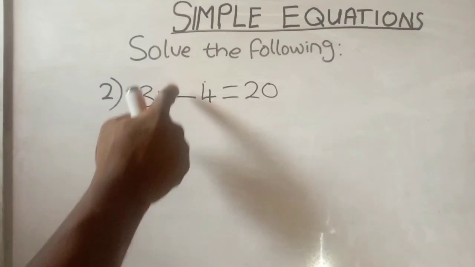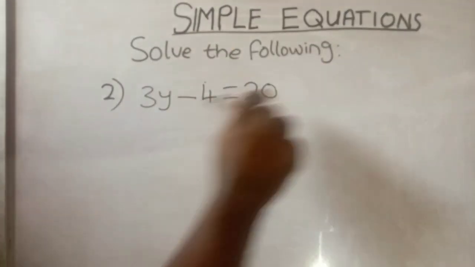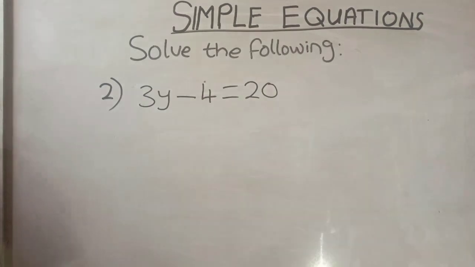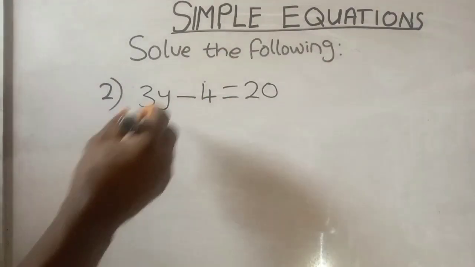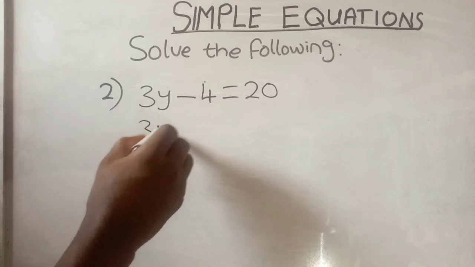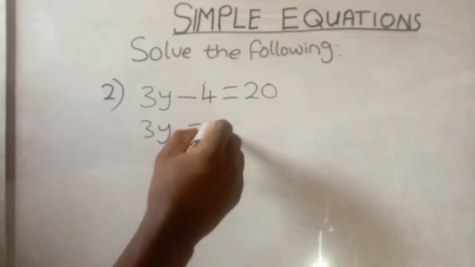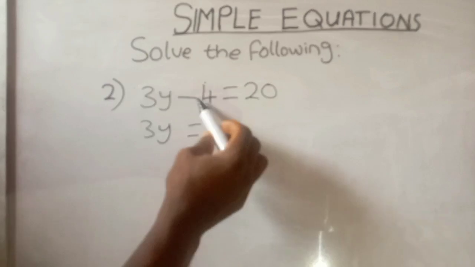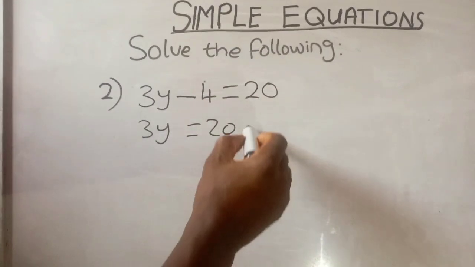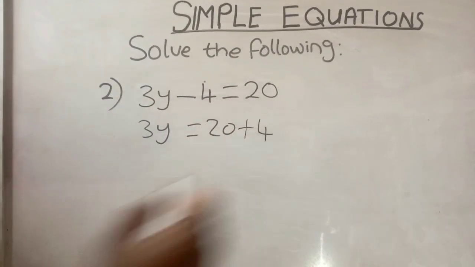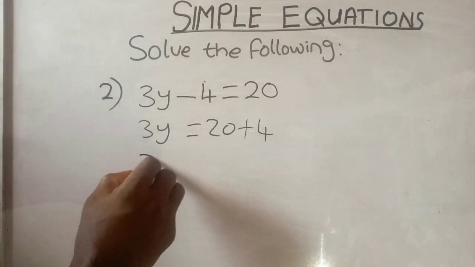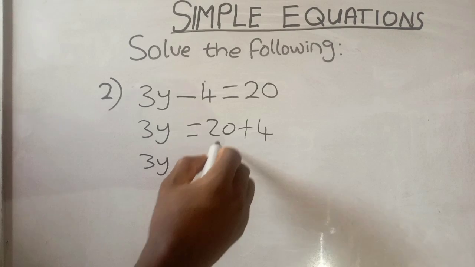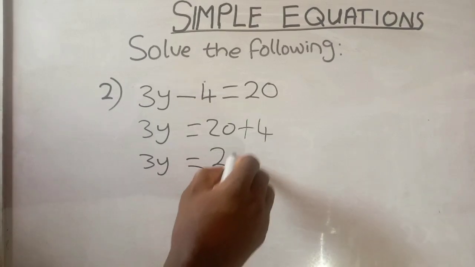If what we have here is plus, when you move to the other side, it becomes what? Minus. Okay, I hope that's quite clear. Only when it's crossing the equal sign. All right, so here we have 3y equal to 20 is already here. Then minus 4 moving over to the other side becomes what? Plus 4. I hope this is clear. So from there we can go further by saying 3y is equal to 20 plus 4, which will give us 24.